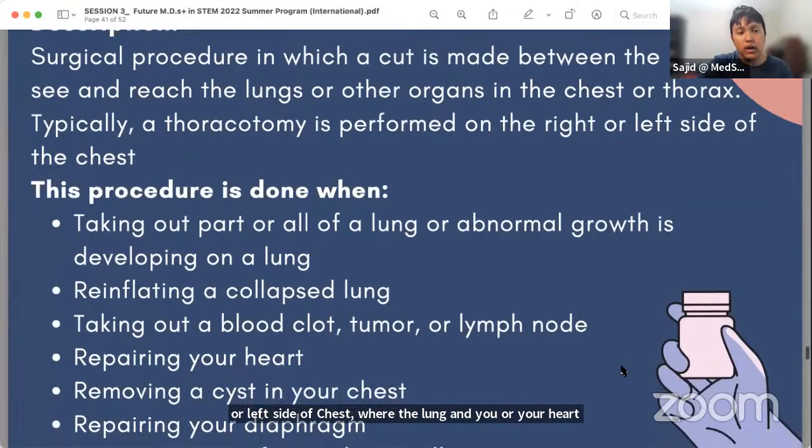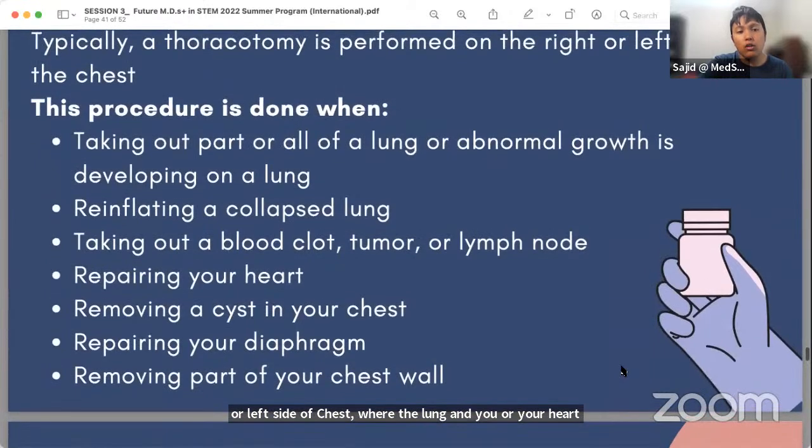The procedure is done when taking out part or all of a lung, or when an abnormal growth has developed on a lung. So if you have cancer or some type of hyperplasia, then you might need a thoracotomy. Another reason is reinflating a collapsed lung. If your lung collapses, then it needs to be returned back to normal, reinflated. So that may be another reason to make an incision in your chest region.